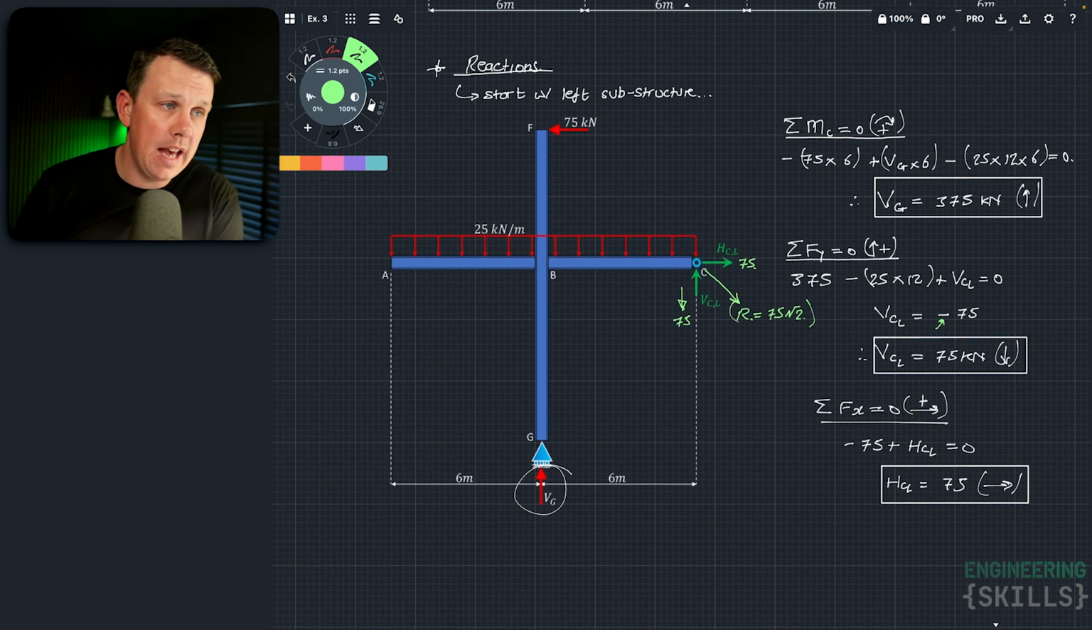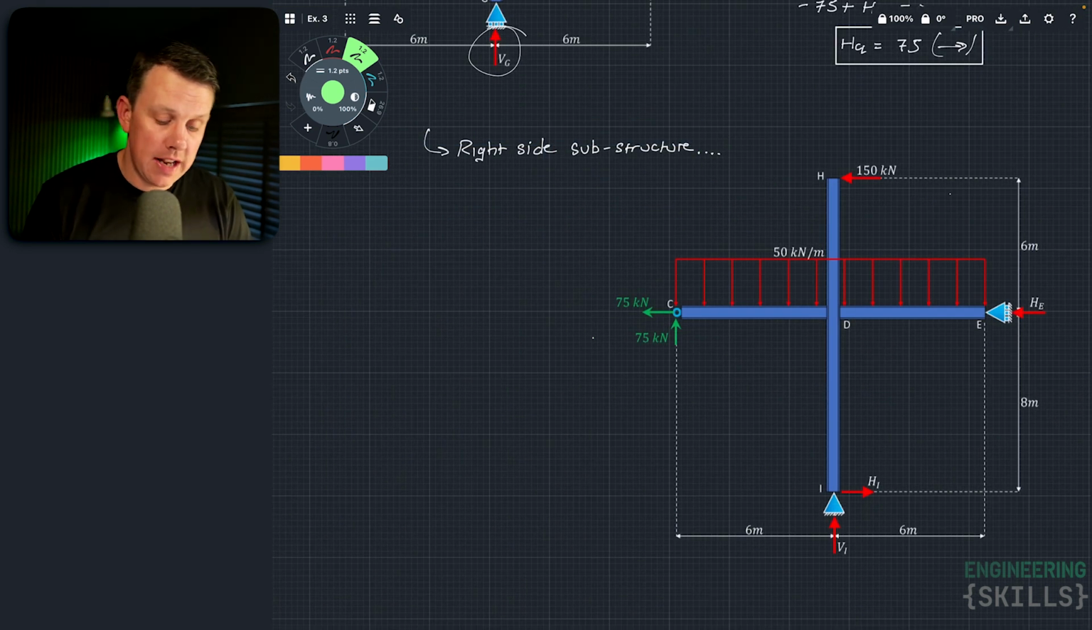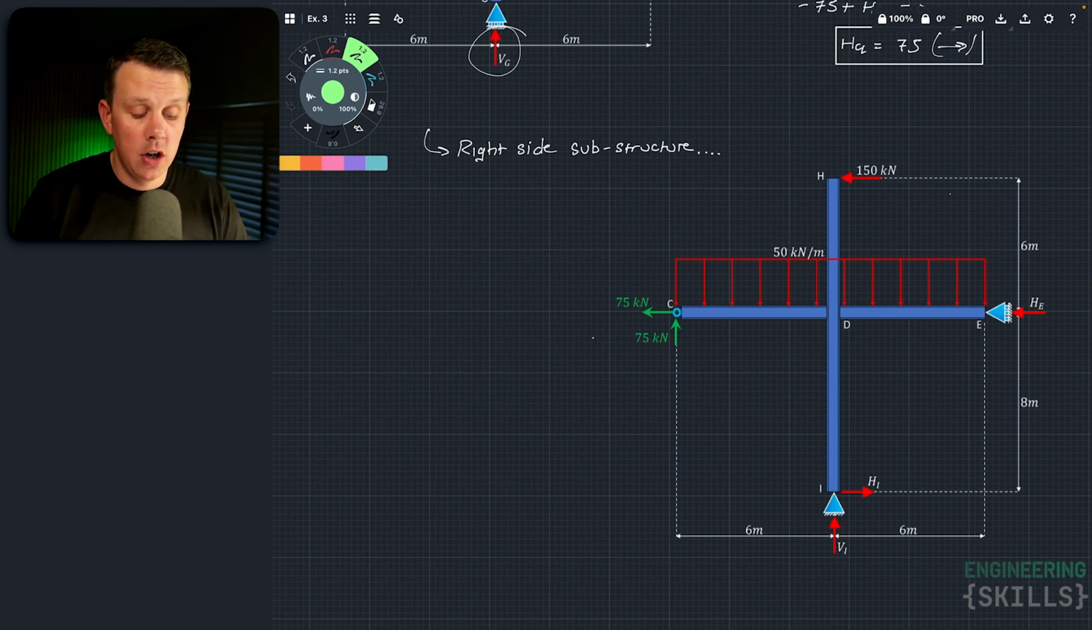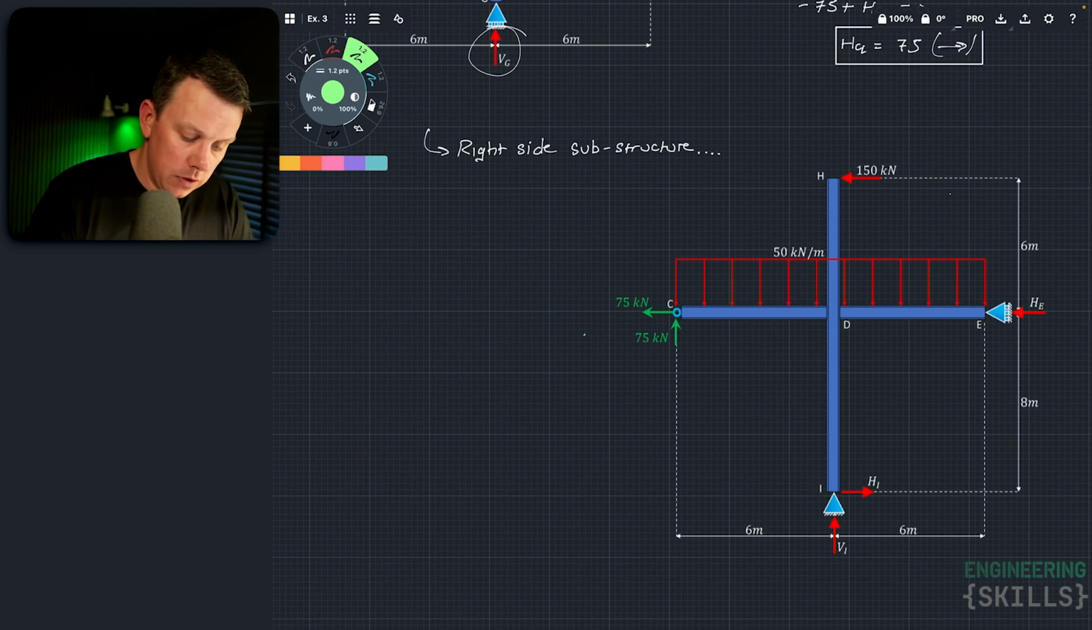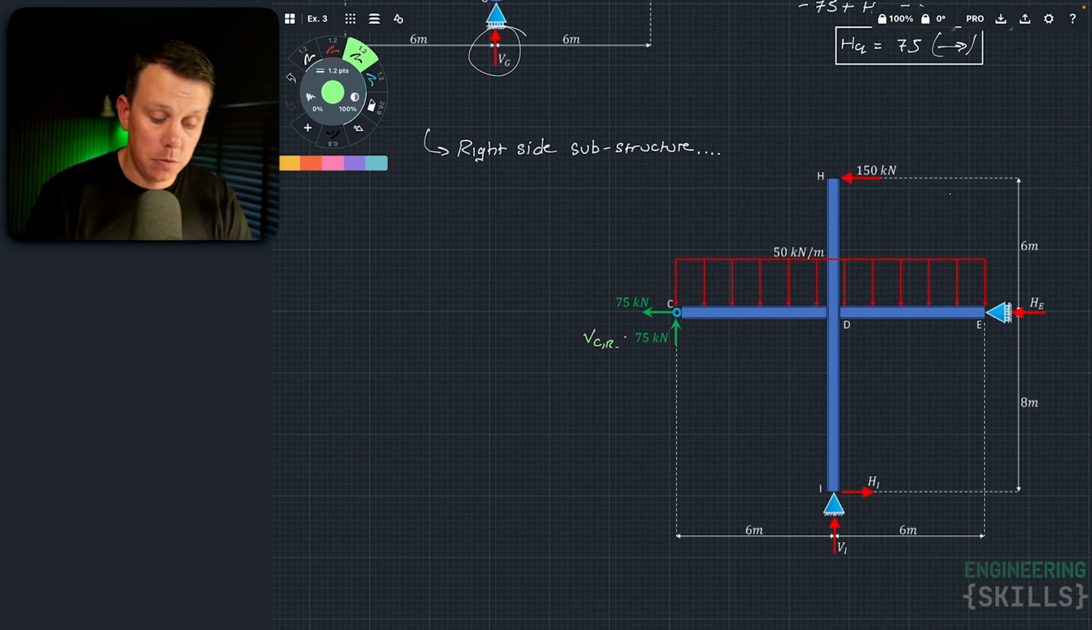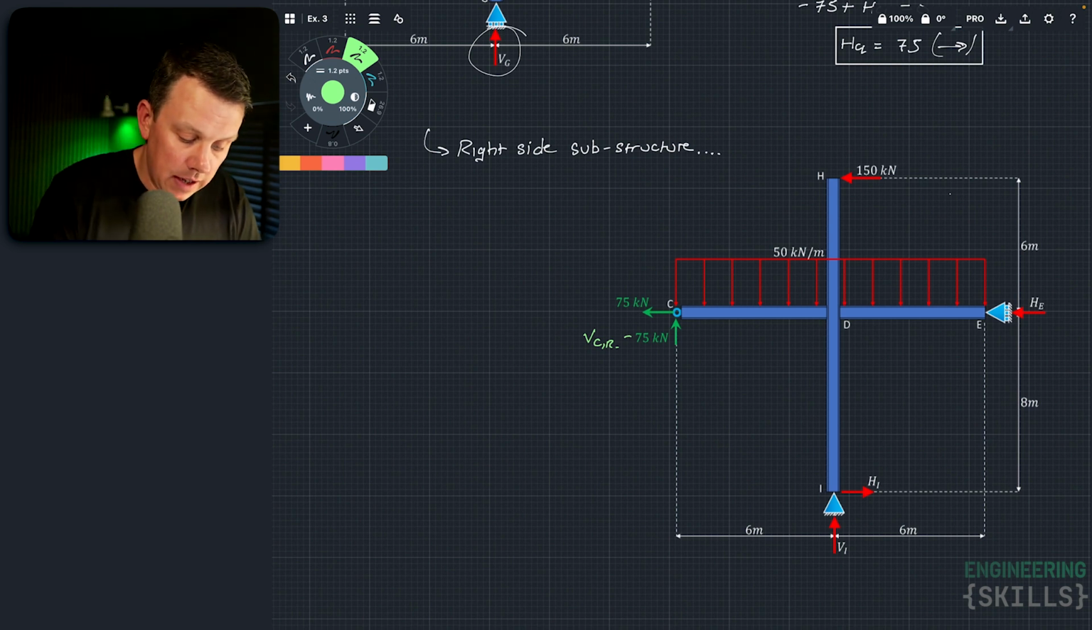Okay, so now that we have everything unknown on the left-hand side of the cut of the hinge established, let's now focus on the right-hand side substructure. The first thing to notice as we look at this right-hand substructure is that I have drawn on the two components of the force transmitted through the hinge already, and I've drawn them in the correct orientation. So this one here would be the vertical component, VCR, the vertical component on the right-hand side of C, and this one up here would be the horizontal component on the right-hand side of C.